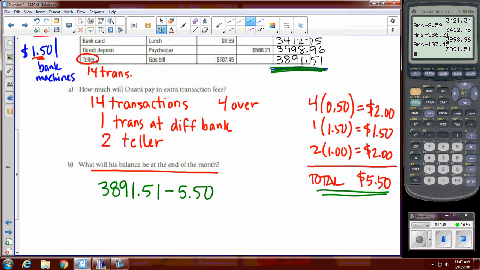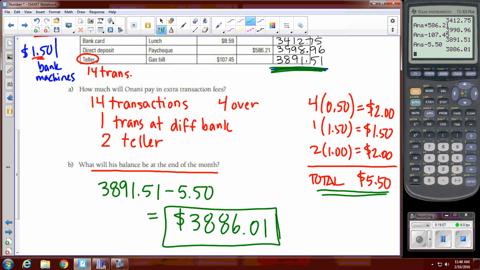So if I go and subtract those, and again, $3,891.51 minus the $5.50, that means at the end of this statement, taking away his bank fees, he's going to have $3,886.01, because we took into account his bank fees. They didn't charge him a monthly fee, and it did tell us that that was actually the value-added account. So this is how we can go through and do the bank statements. We can go through and compare different bank accounts when we walk into a bank.